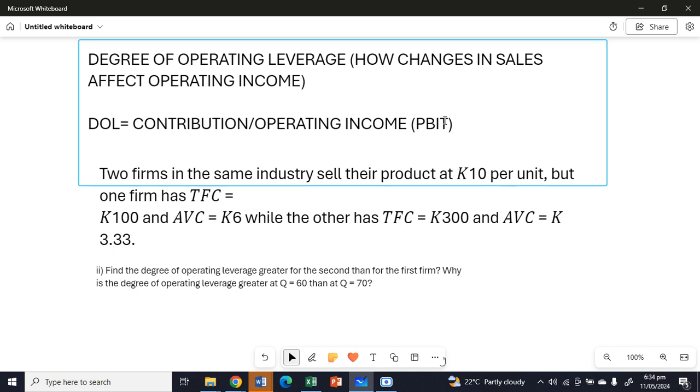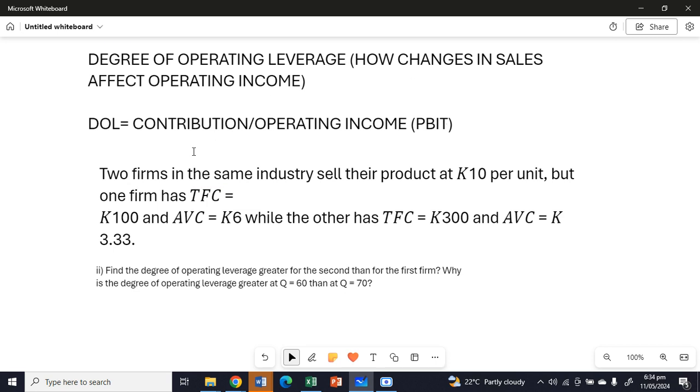So I want to read this question here, and we're going to see how we can interpret the degree of operating leverage and how it works, so that we can make decisions for the firm as the economist. Because remember, economics is all about making decisions on how you allocate resources.